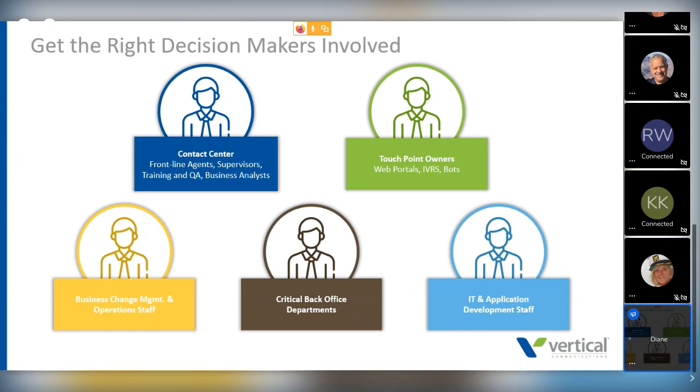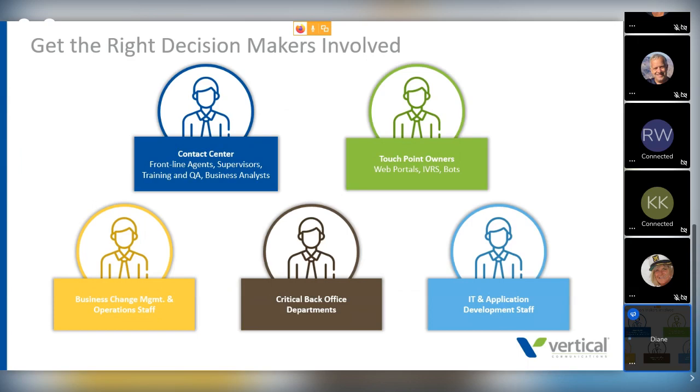Then we've got our touch point owners. And I define a touch point as anything that touches your customers. That could be a web portal, that could be an interactive voice response, it could be a bot experience. You say, well, how come they need to be involved? Well, when you're implementing the solution, you may be adding contact center channels. You may be changing the way that your customers interact with you. They need to be involved because that may then impact what the current touch points are. You may have to put additional information on there to make it very clear to customers what their choices are now in contacting the organization.